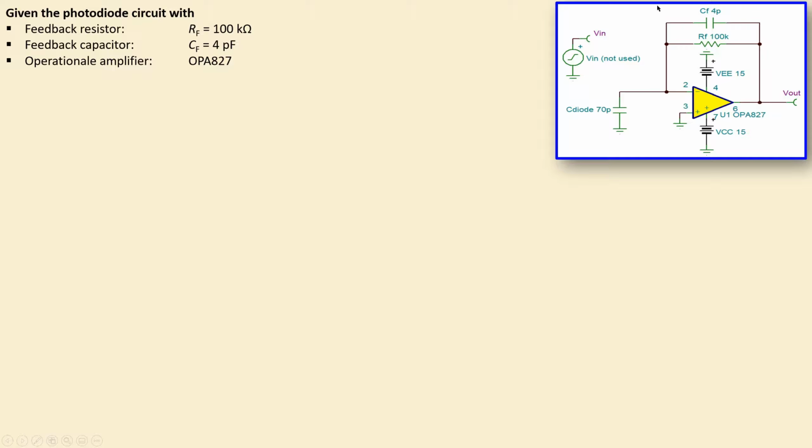We have the following situation. This is our circuit, and this is just used to be able to do that noise analysis. So this is not doing anything, it's not used. We have the resistor in the feedback, which is 100 kilo ohms. We have the capacitor in the feedback, which is 4 picofarads, and we have the operational amplifier OPA827. It is now powered by a supply of -15 and +15 volts. And we have the photodiode, which is given here by the C diode, which has a value of 70 picofarads. This will be discussed shortly.